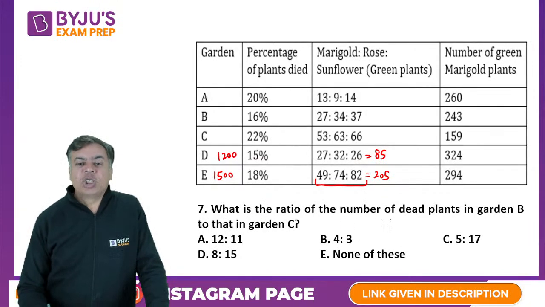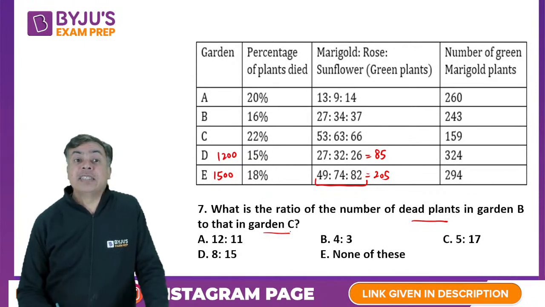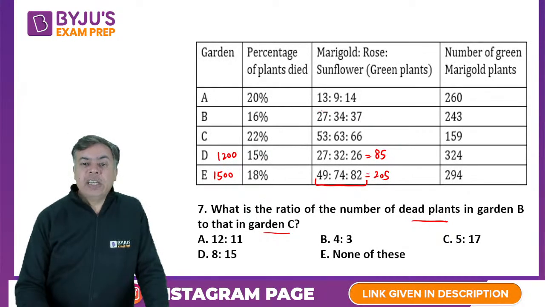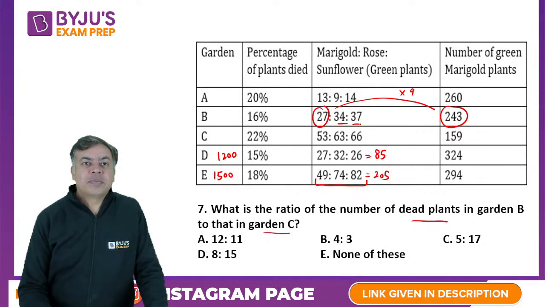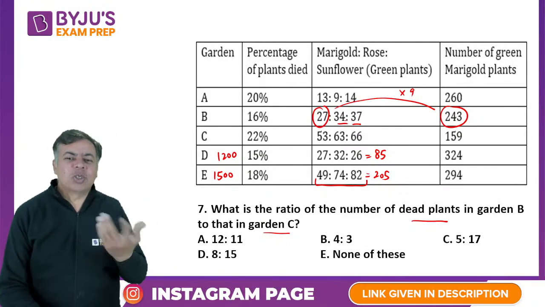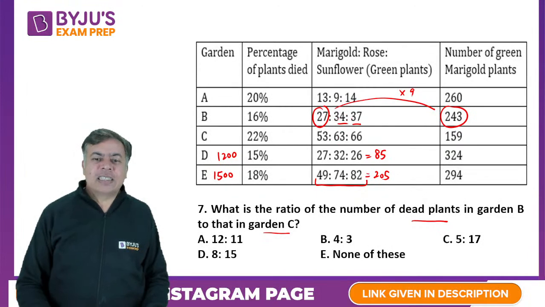Now, what is the ratio of the number of dead plants in garden B to that in garden C? He's talking about B and C now, the dead of B and C. Again, you want the total. See, if this is 27 into 9, this is into 9. So that means 37, 34 is 71. These are not lengthy, believe me. Once you understood, a particular question will be solved easily. If I want to solve only this question, just see that 71, 98.